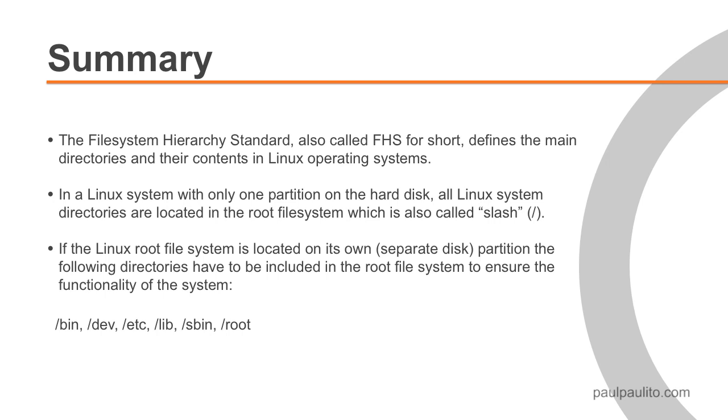Summary. The File System Hierarchy Standard, also called FHS for short, defines the main directories and their contents in Linux operating systems. In a Linux system with only one partition on the hard disk, all Linux system directories are located in the root file system, which is also called /. If the Linux root file system is located on a separate disk on its own partition, the following directories have to be included in the root file system to ensure the functionality of the system: /bin, /dev, /etc, /lib, /sbin, /root.